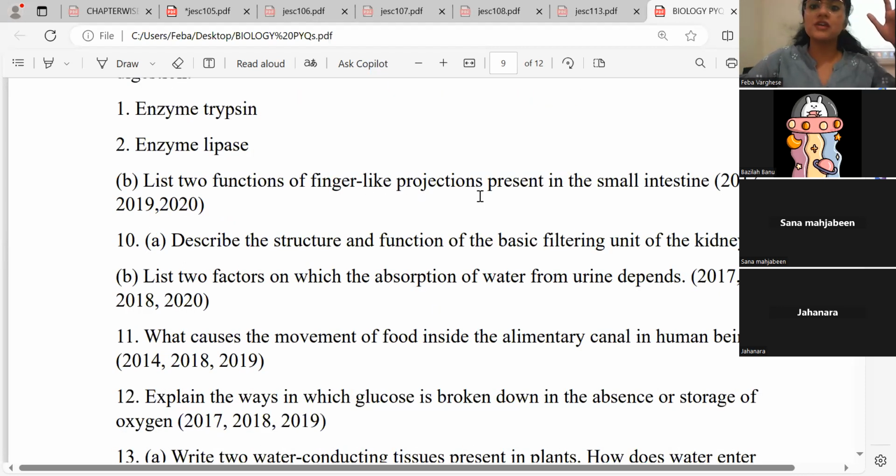Okay, list two functions of finger-like projections in the small intestine. So first you need to mention what these finger-like projections are. They provide a larger surface area for the... Yeah, correct. Yes, they are villi. They provide larger surface area for the absorption of digested food materials into the bloodstream.